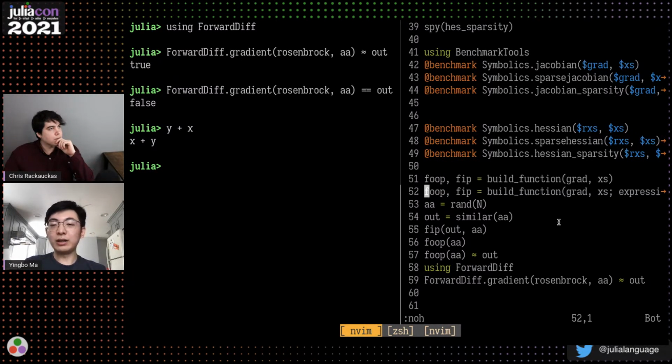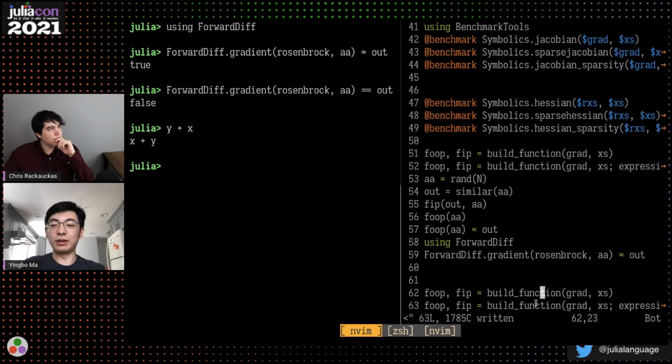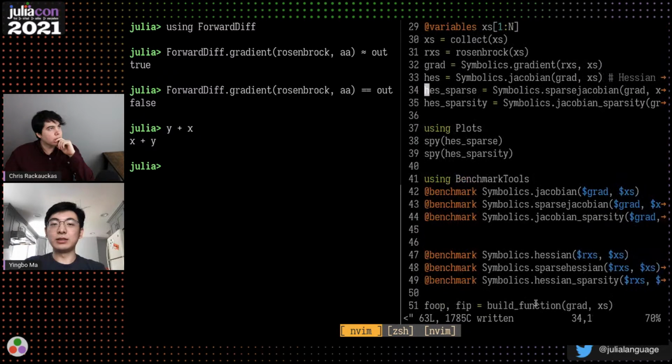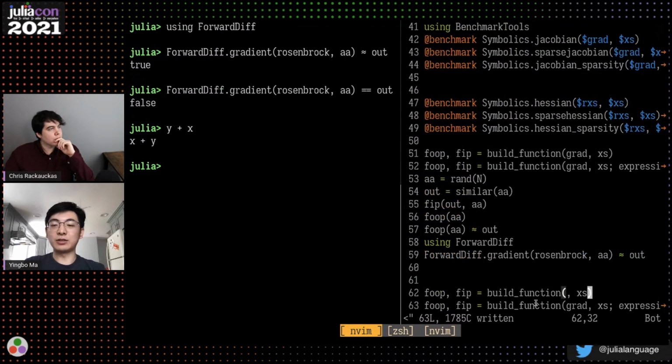So not only can we generate functions that evaluate to a vector, we can also generate functions that evaluate into a sparse matrix. So this is a sparse representation of the Hessian matrix. And we can put it here.